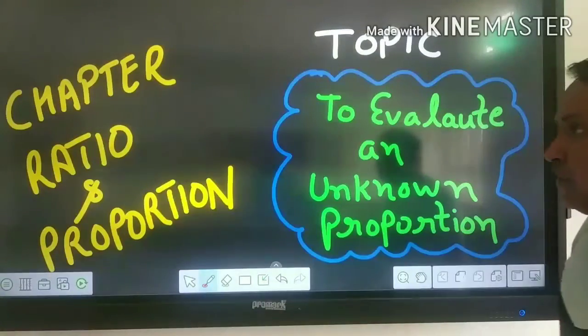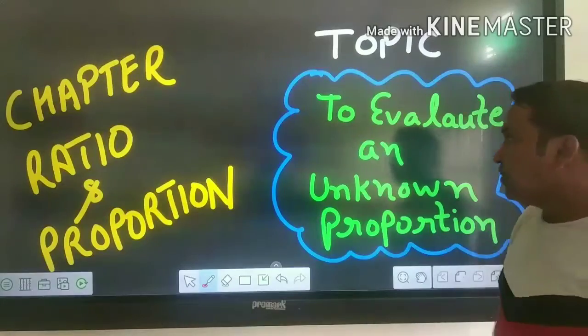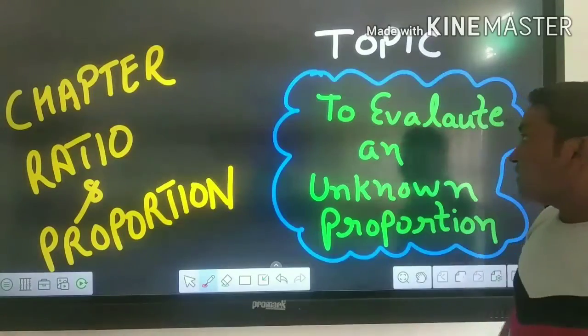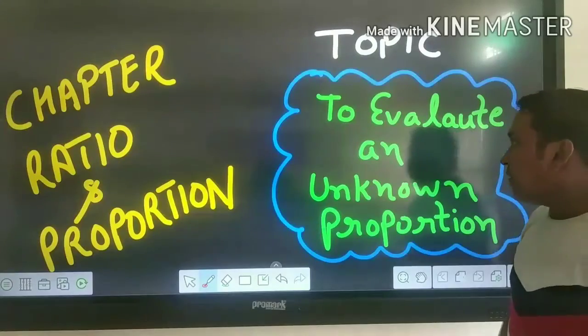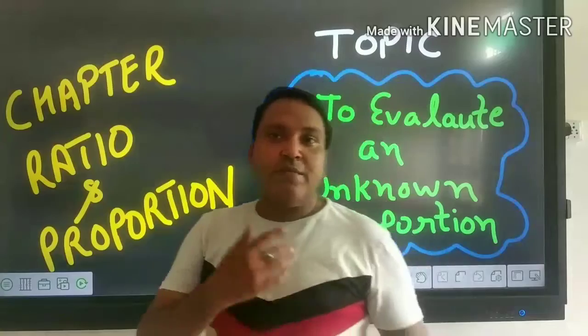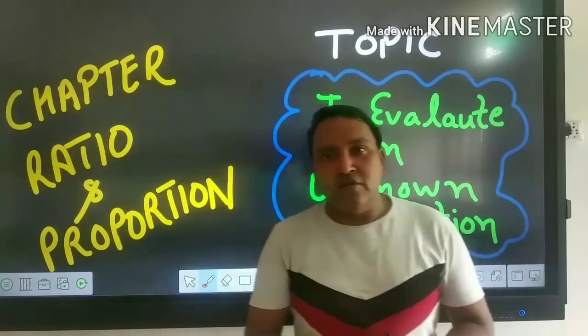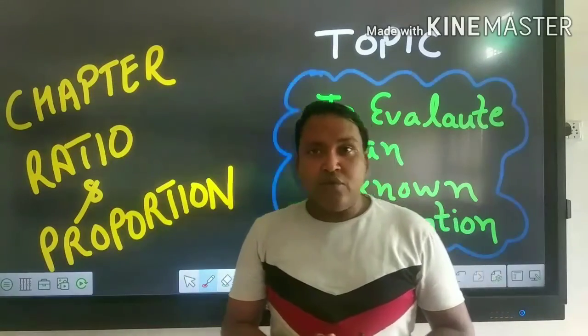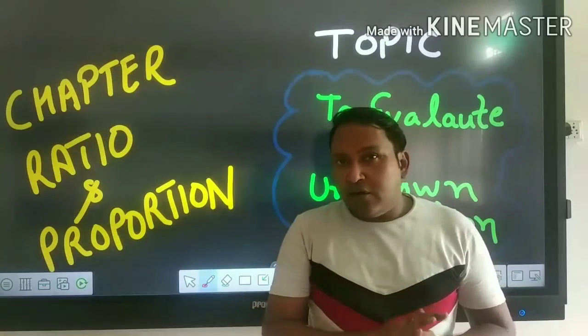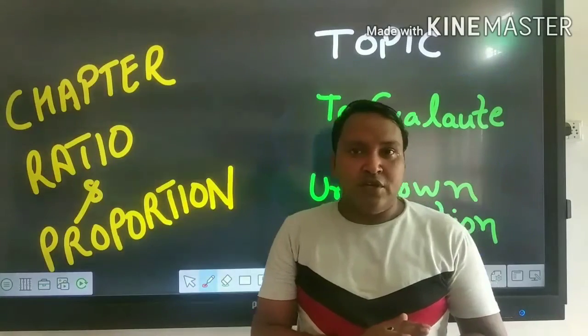Here our topic of discussion is the chapter ratio and proportion, and in this video we are going to discuss how to evaluate an unknown proportion. As we know, in a proportion there are a minimum of four terms given to us, so we have to find the unknown term among these given terms.